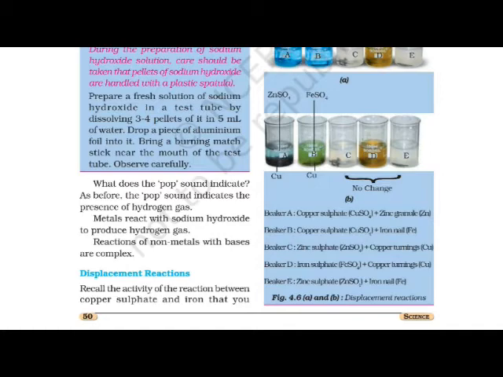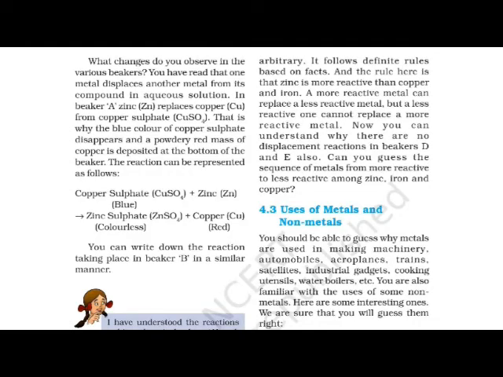As we discussed, the displacement reaction will take place in beakers A and B, but it will not take place in beakers C, D and E. So why does no reaction take place in beakers C, D and E? Let me try to find out the answer. There could have been a displacement of zinc by copper in beaker C and iron in beaker E. Similarly, iron could be displaced by copper in beaker D. Since we do not see any change in beaker C, we can infer that copper is not able to replace zinc from the zinc sulfate.